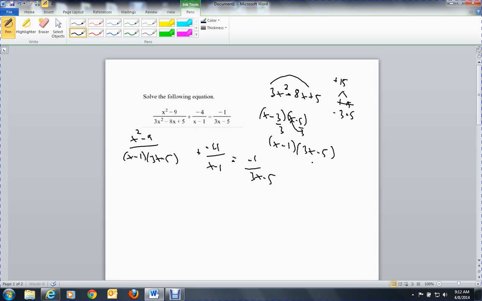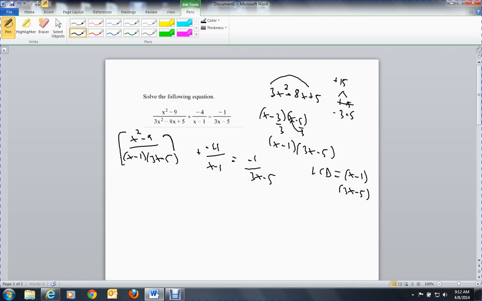Now, if you notice, I need to find the LCD. Now, my LCD, in the denominators, I have x minus 1 and I have 3x minus 5. So I need the most of each. So if I look at the x minus 1 in this denominator and in this denominator, the most I have is 1 in either, so I only need 1. The most number of 3x minus 5s I have in either is just 1. So I need 1 in my LCD. So my LCD is x minus 1, 3x minus 5.